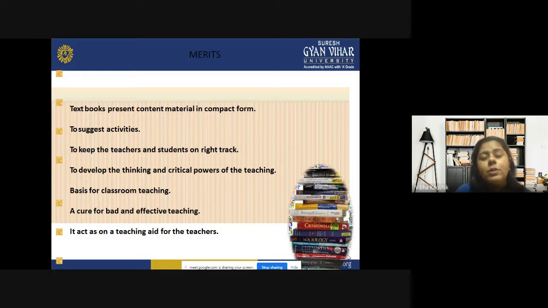It is the basis for classroom teaching, meaning the classroom teaching will be organized on the basis of the textbook that is prescribed for that particular class. It is a cure for bad and ineffective teaching. It acts as a teaching aid for the teacher, and it is a helping hand. It works as a teaching aid for the teachers.